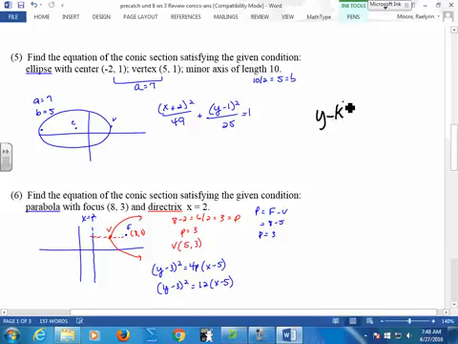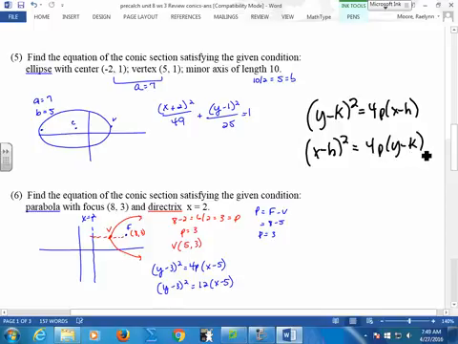Remember, the k always is with the y, and the x always is with the h. If I switch it around, it still stays x and h. And again, 4p is what's in front of the non-square part.